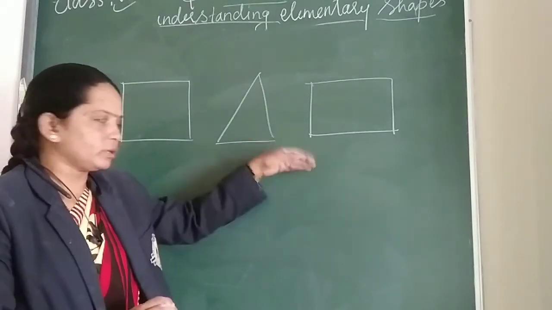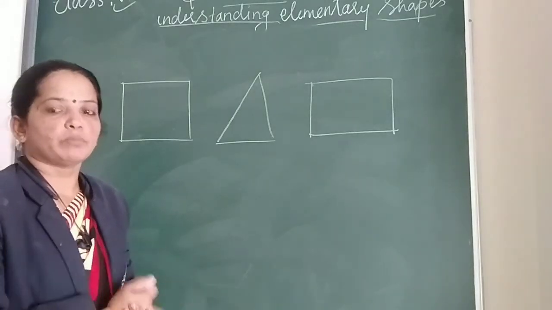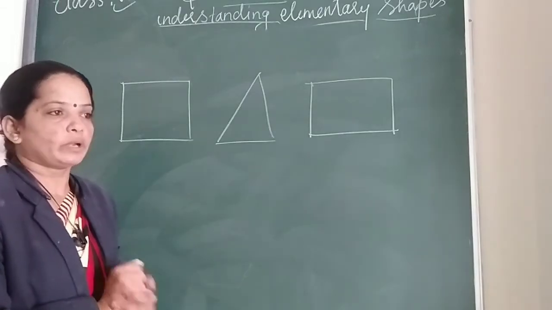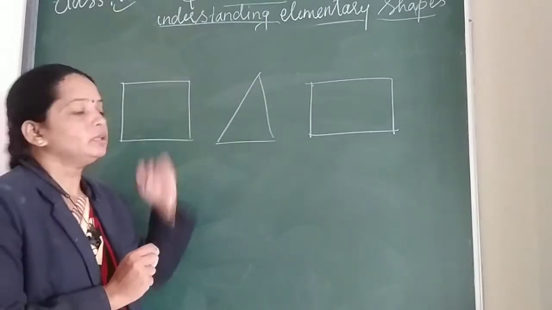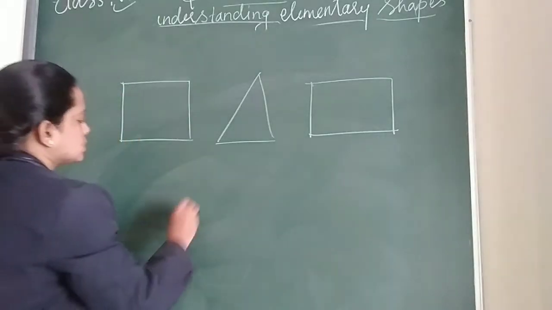Daily we are using solid figures. For example, you bring a lunch box to eat lunch. That is a solid. So how can we distinguish this? This is two-dimensional, and this is a three-dimensional shape.